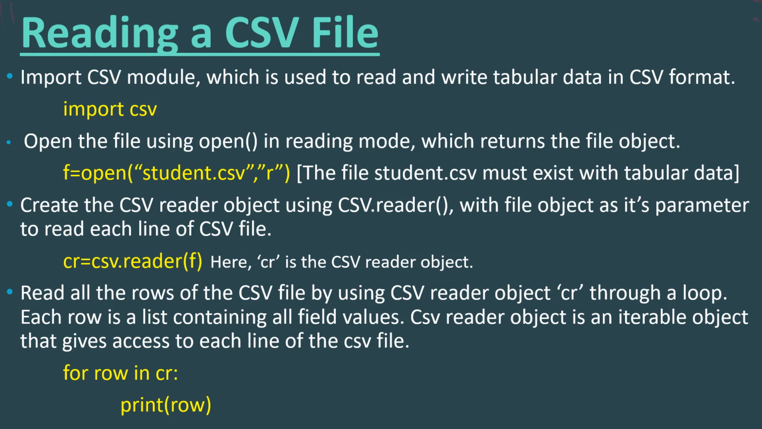To read all the rows in the CSV file, you can use the CR object through a loop, so that the data will be read record by record or line by line. So for row in CR, you can write print row. Like this, you put it in a loop, so that your CSV reader object, which is an iterable object, will give access to each line of the CSV file.